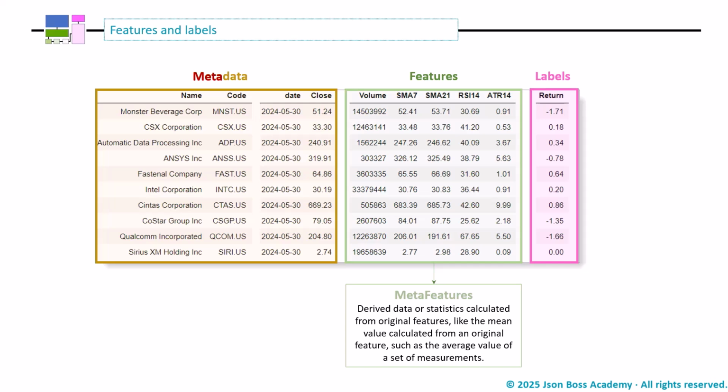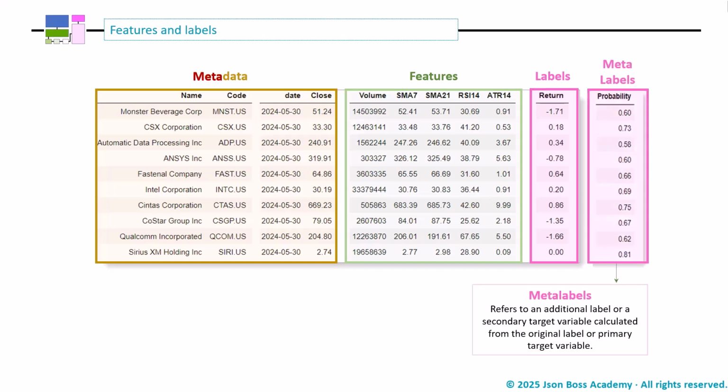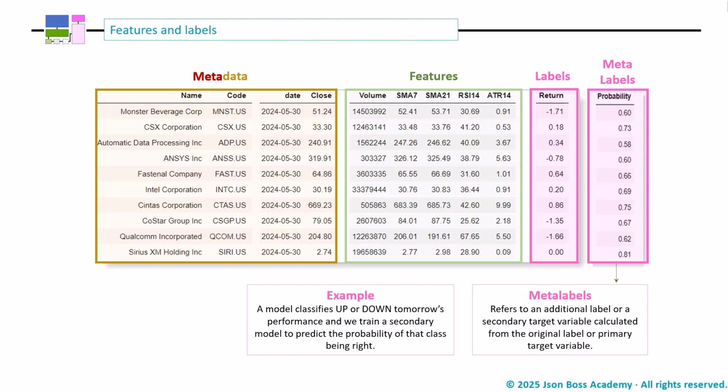Meta-labels refer to an additional label or a secondary target variable calculated from the original label. For example, if a model classifies the next day's performance as up or down, a meta-label might be the probability that this classification is correct. Consider a model that classifies tomorrow's performance as up or down. We can train a secondary model to predict the probability of that classification being accurate. This secondary prediction is a meta-label, providing an extra layer of information.